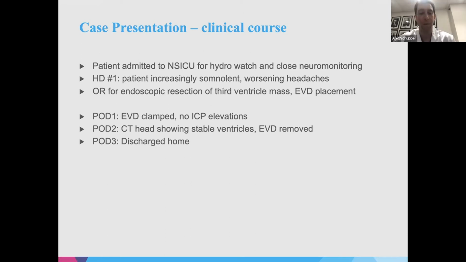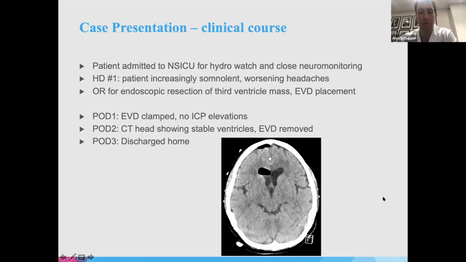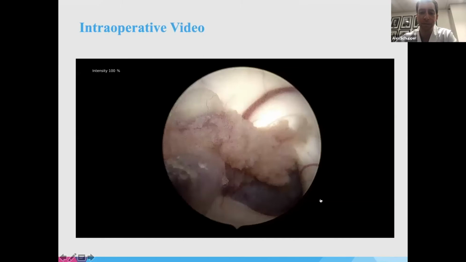The patient did very well on post-op day 1. We clamped her drain after draining her for a little less than 24 hours. There were no ICP issues. We had a post-op CT, which you can see here, showing stable ventricles, and subsequently the EVD was removed and she was discharged home neurologically intact on post-op day 3.